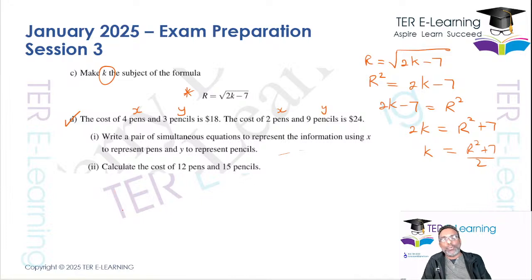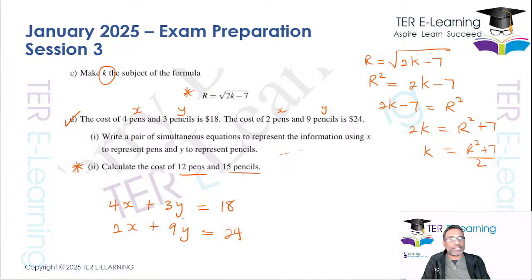So if I want 2 equations, they said 4 pens, so let's put 4x plus 3y, and the cost of that is $18. And the second equation, we have 2 pens, so this is 2x plus 9 pencils, so that's 9y, is equal to $24. So this represents our pair of simultaneous equations. Now the question says, calculate the cost of 12 pens and 15 pencils.